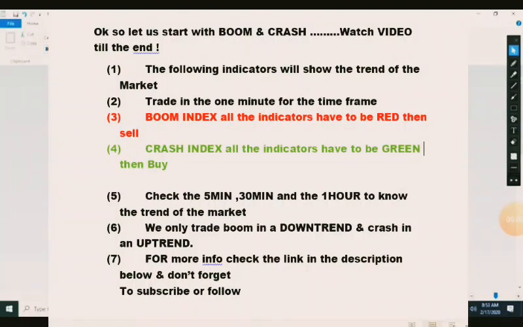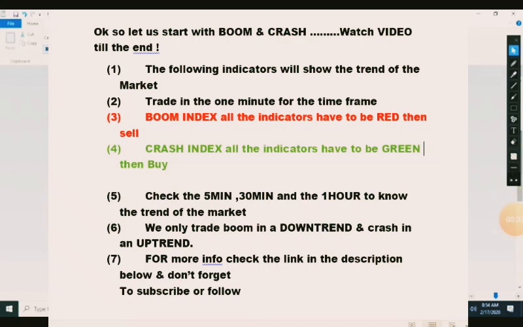So let's begin. Let's start with Boom and Crash. Watch the video to the end. The following indicators will show you how to trade the financial markets. You're going to trade in the 1 minute time frame. From Boom index, all the indicators have to be red, and then you sell. For Crash index, all the indicators have to be green, then you buy. Green with a blue arrow, then red with a red arrow, of course.